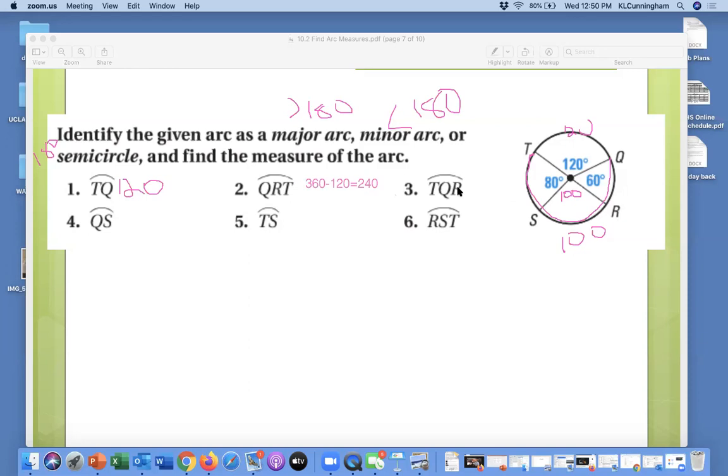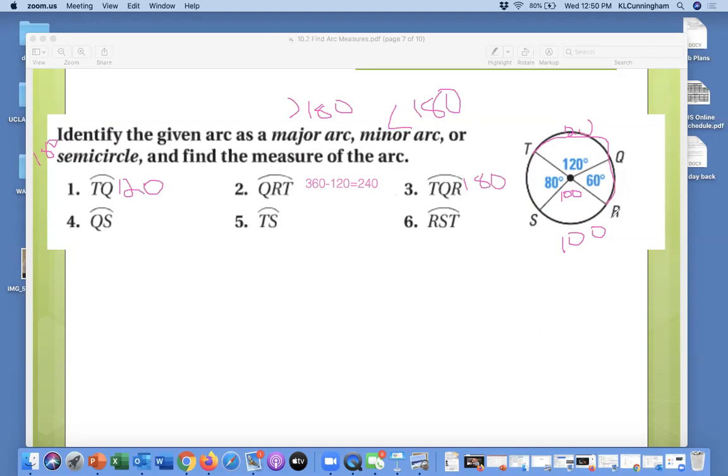Okay, now they want the measurement of arc TQR. Let's see. So that would be from T to Q to R. Oh, so that's 120 plus 60, that's 180.